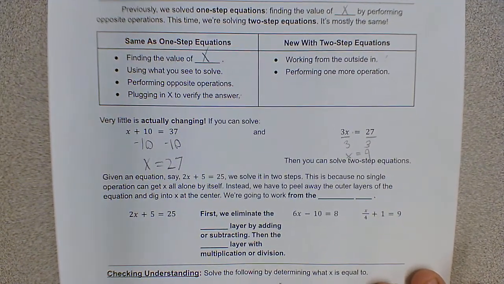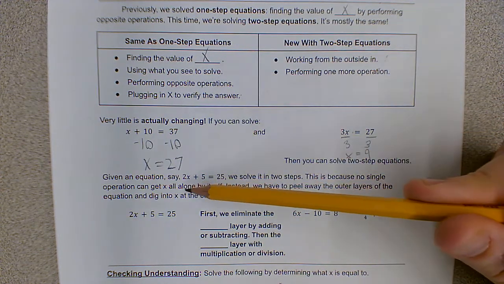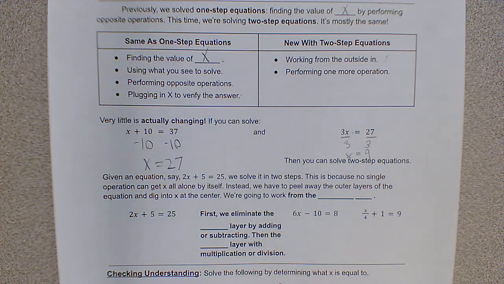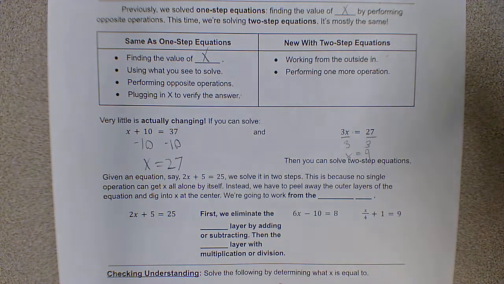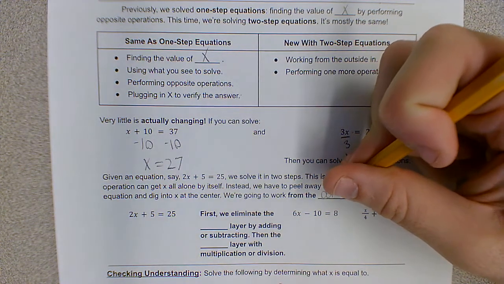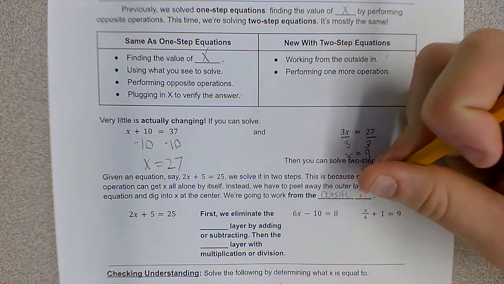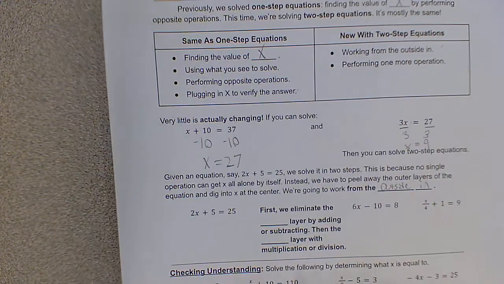Given an equation, let's say 2x plus 5 equals 25, we solve it in two steps. This is because no single operation can get x all alone by itself. Instead, we have to peel away the outer layers of the equation and dig into x at the center. We're going to work from the outside in. And what I mean by that, I'll show you right here.